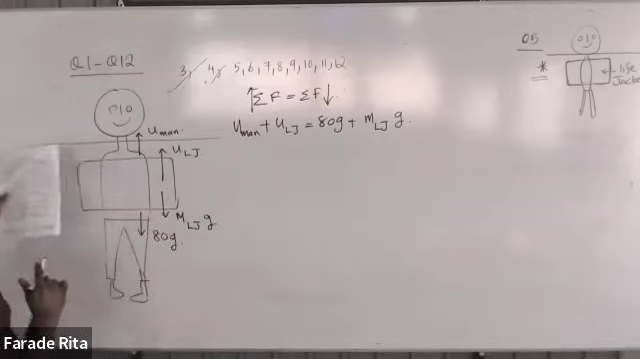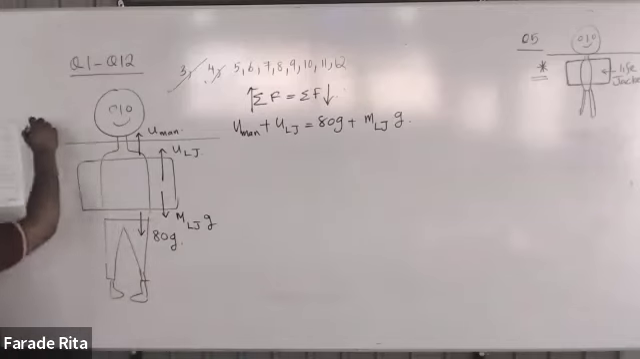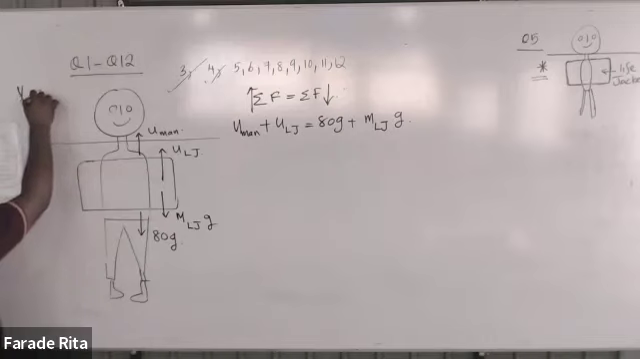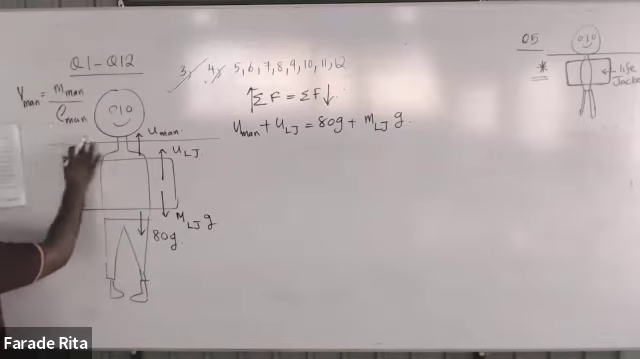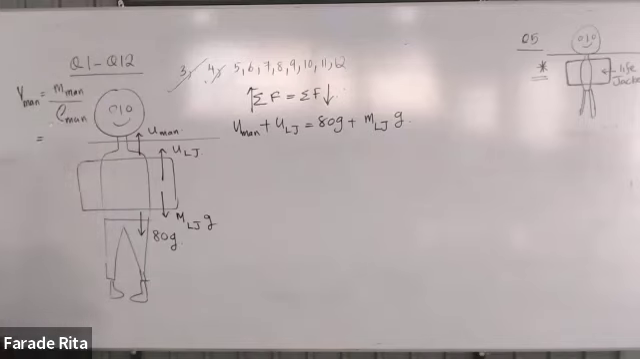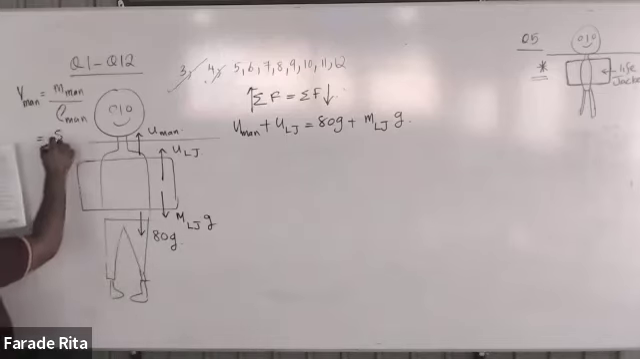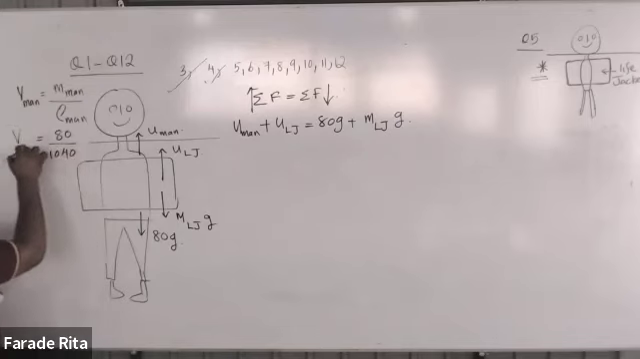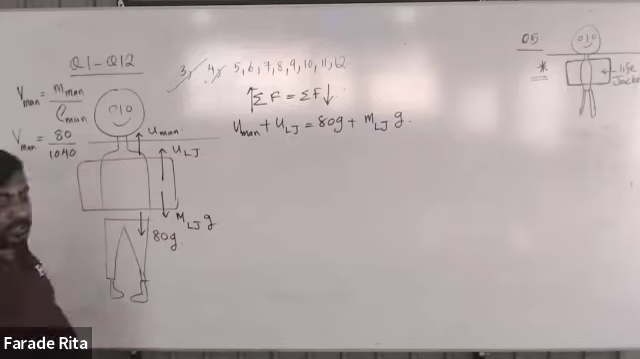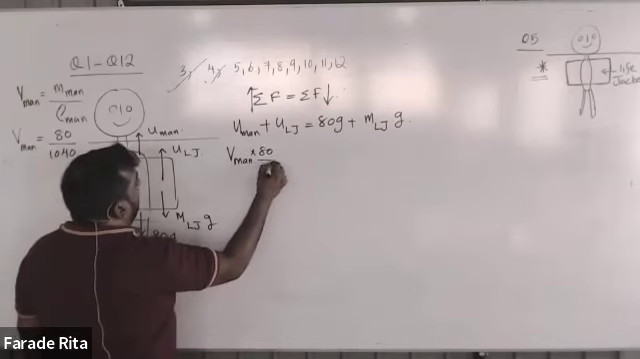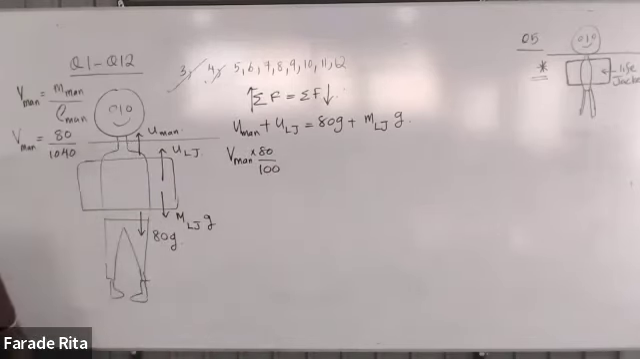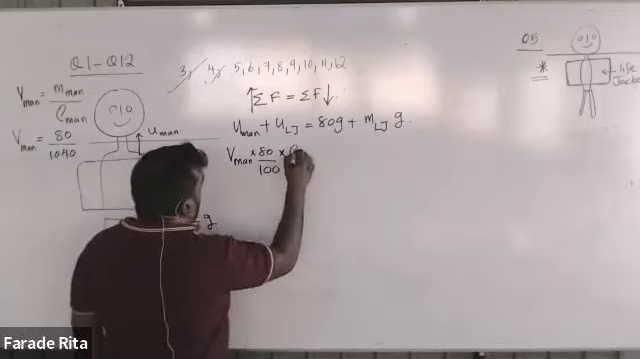Upthrust acting on the man: first, you must find the volume of the man. Some of you will say, how to find the volume of the man? Volume of the man, you know, is mass of the man divided by density of the man. They have given you the mass of the man, 80 kilogram. Density of the man is given, 1040. So volume of the man, there you go. Only 80% is submerged, so 80% of the volume of the man, times density of water, times g.